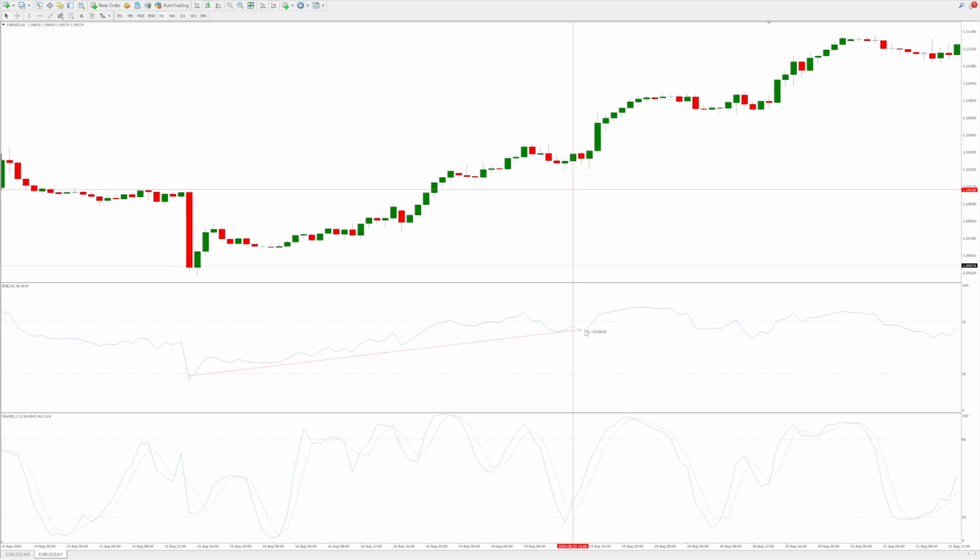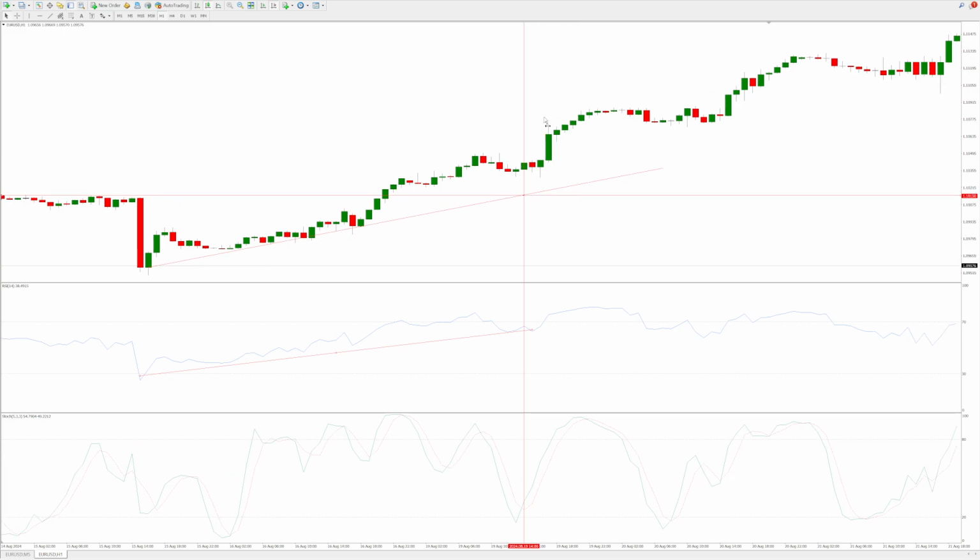And divergence has continued here. Granted, it's slowing down, but it's still a valid entry point from my perspective. Mark the trend line there. Price isn't too far out from the trend line. Would have been better probably if it had pulled all the way back. However, it's still a valid trade.